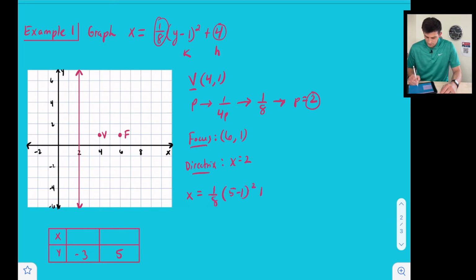5 minus 1 squared plus 4. So we're gonna get 1 over 8. 5 minus 1 would be 4. 4 squared would be 16, right? And 16 divided by 8 would be 2. 2 plus 4 would be 6. Okay, so we have this point right here, 6, 5.